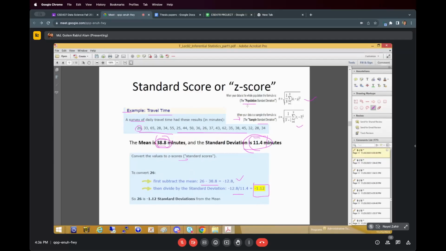If we consider the population, then we have to apply this equation for a standard deviation. And for a sample, we have to use this equation for a standard deviation. Okay, so we know these things.